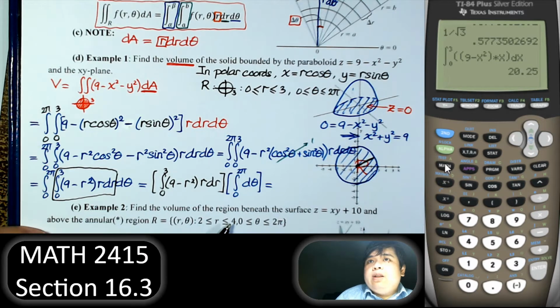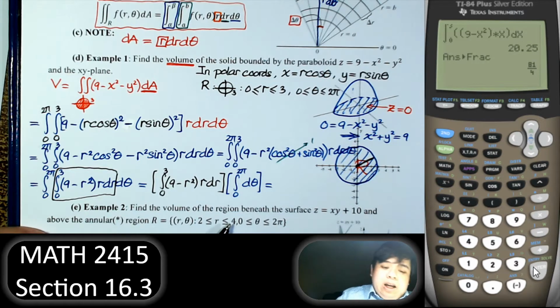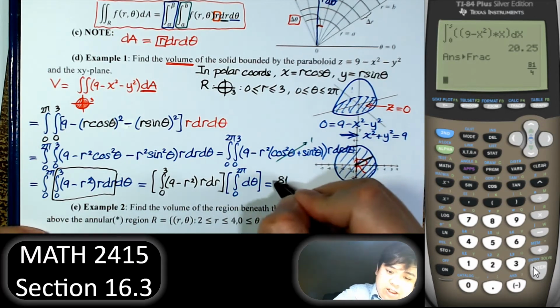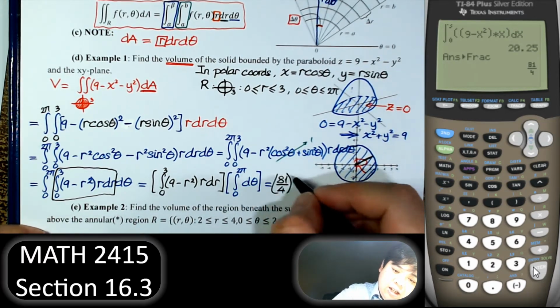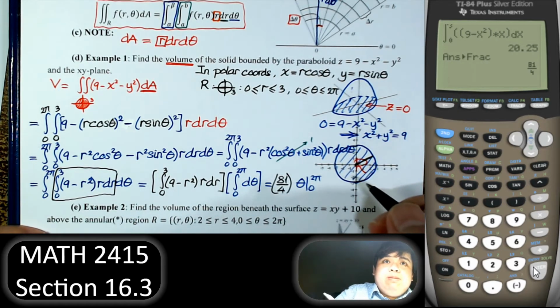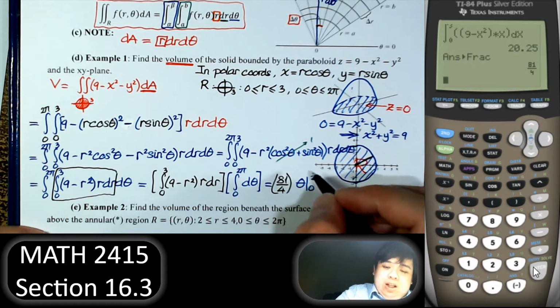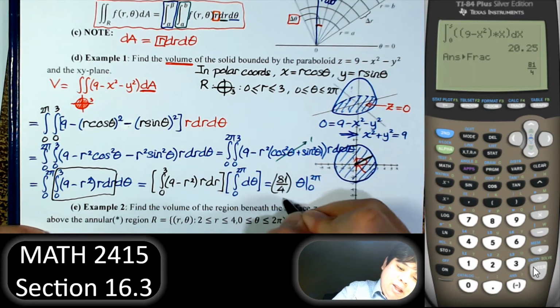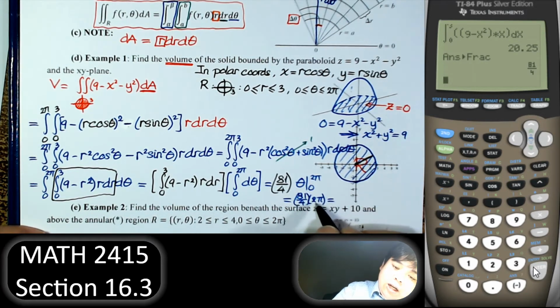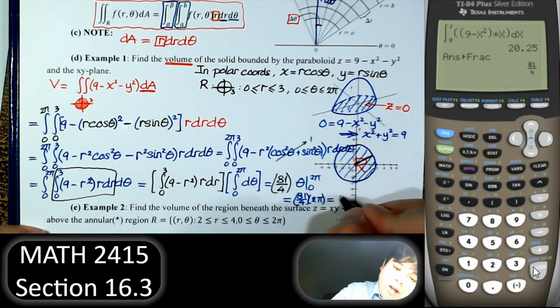And that gives us 81 over 4. Yeah, this integral will be easy. That is just theta from 0 to 2 pi. So put in 2 pi we have 2 pi, put in 0 we have 0, so 2 pi minus 0. Bottom line is we have 81 over 4 times 2 pi. So 2 and 4 cancel out, we have 81 pi over 2.